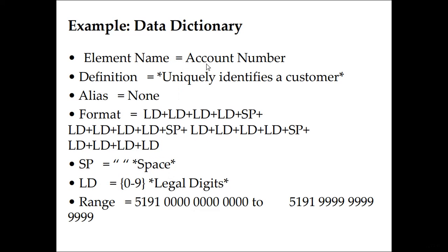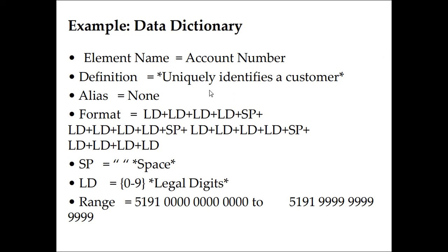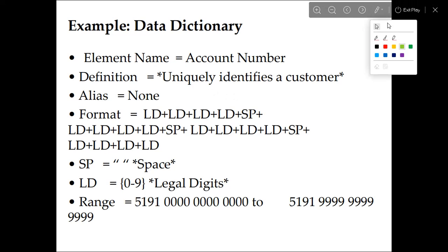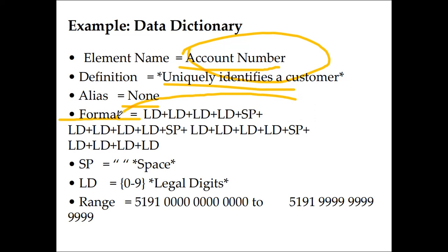In the example, I have an account number as data. Account number is data. Now, this account number you can have a definition and all as per your use, but the format is very important here, because this will tell the designer or the coder or the programmer how the account number should be made, isn't it?